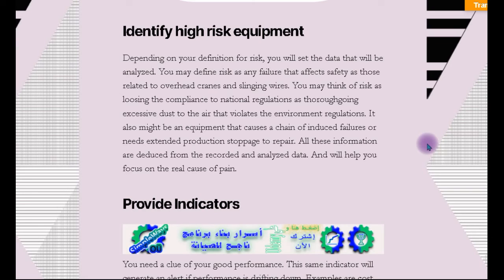If you have some incidents or some injuries or something like that, you will collect it from the safety point of view. If it is risky equipment like overhead cranes and slinging wires and so on, you collect information and analyze it based on this to identify the high risk equipment. If it is violating the environment due to dust emissions or waste or something like that, you will collect information and analyze it based on this. So it depends on your definition and visualization of the risk.